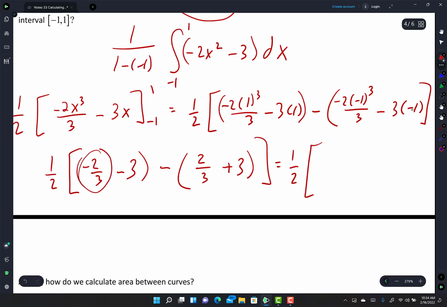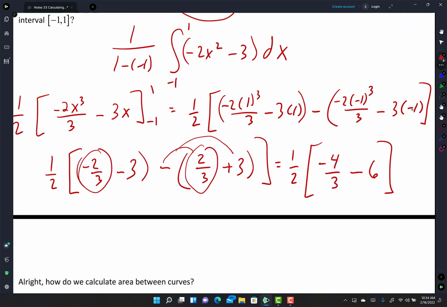So here's my 1/2 bracket. I have a negative 2/3, and when I distribute that negative, that's going to be another negative 2/3. So that's a negative 4/3. Do you guys agree? And then I have a negative 3, and when I distribute that negative, I have another negative 3. So that's going to be minus 6. Do you guys agree? All right.